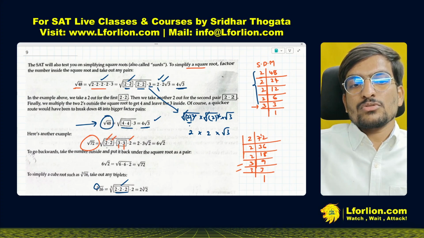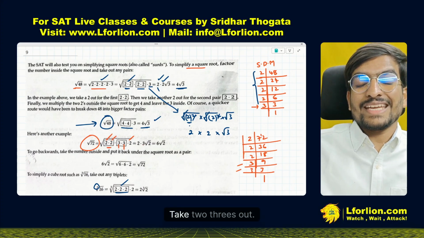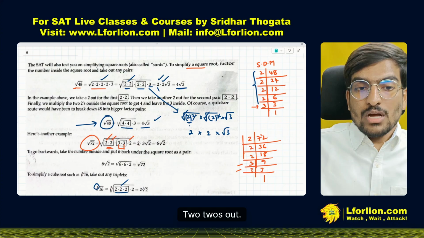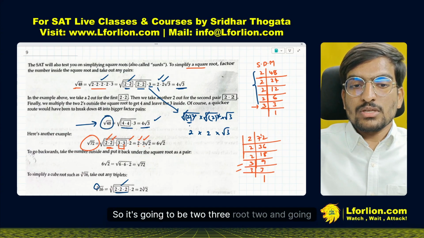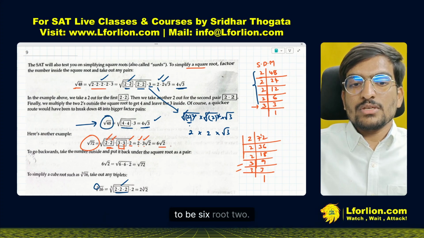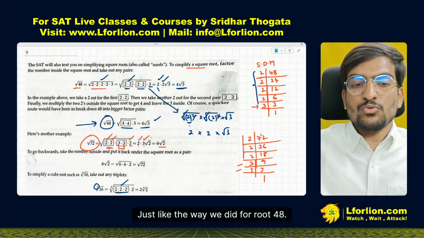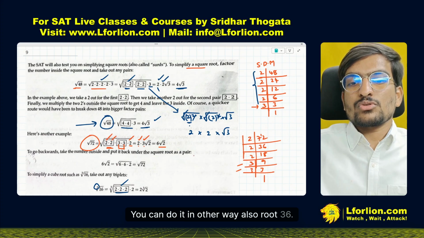So what I'm going to do is take the 2 threes out as a pair, and from the twos pair you get one of them out. So it's going to be 2 times 3 root 2, which is 6 root 2, just like the way we did it for root 48. You can do it in another way also, root 36.